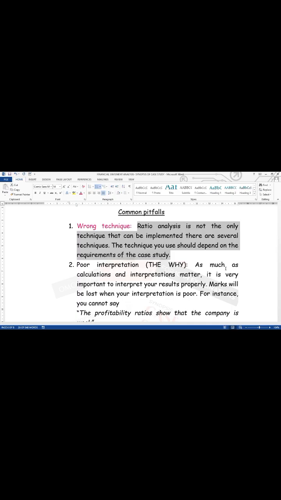The technique you use should depend on the requirement of the case study. Most students believe that every case study must do ratio. It's not always the case. Please follow the requirements, based on what is asked of you. And the next pitfall is poor interpretation.